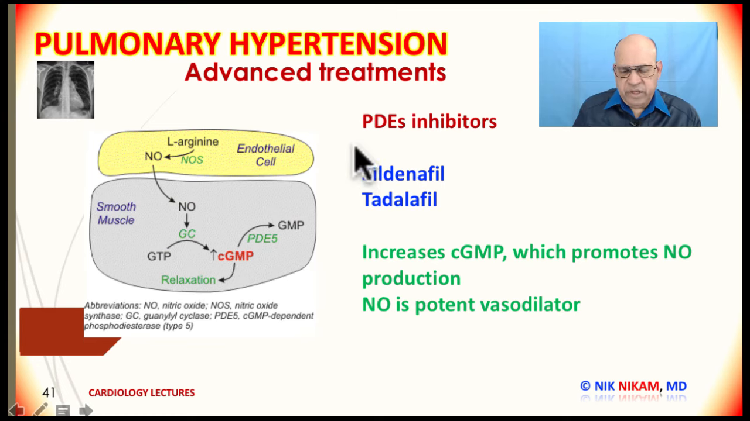The drugs in the phosphodiesterase inhibitor group include sildenafil, which is Viagra, and also tadalafil. They increase the cyclic GMP, which promotes nitric oxide production. And as you know, nitric oxide is a potent vasodilator. It also relaxes the smooth muscles.